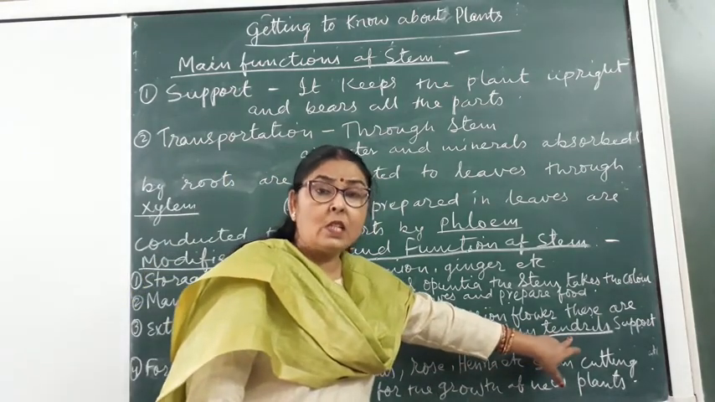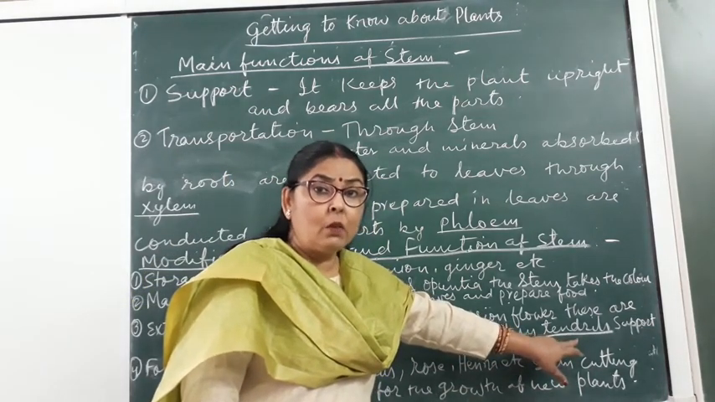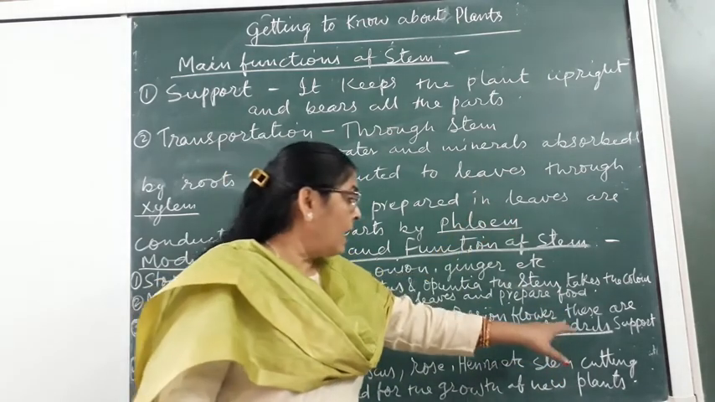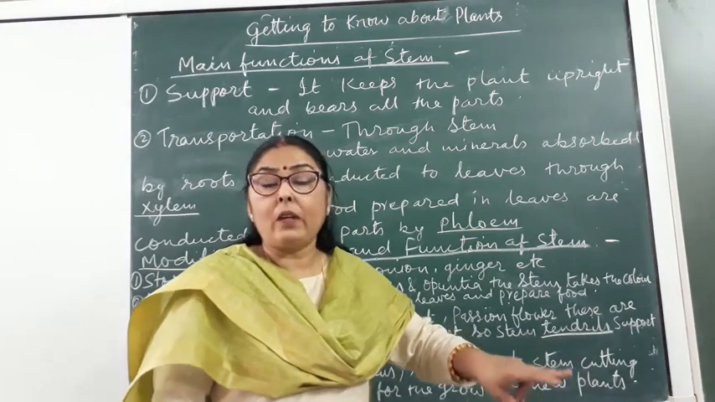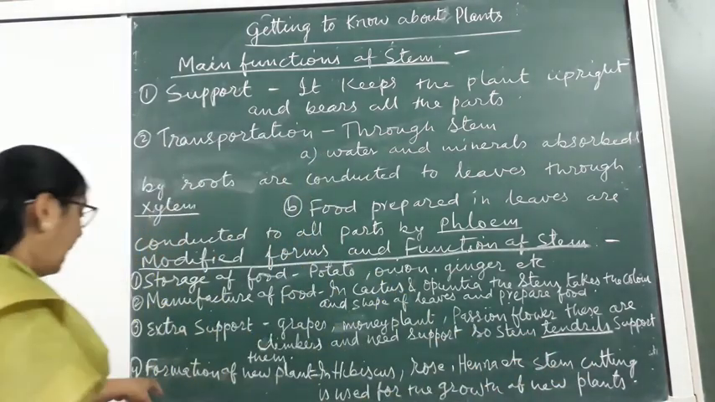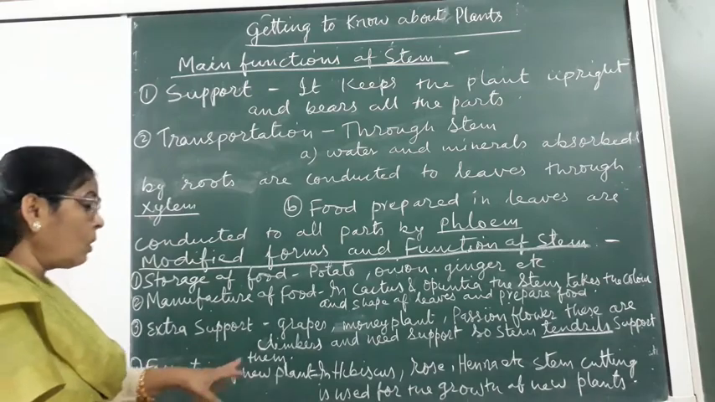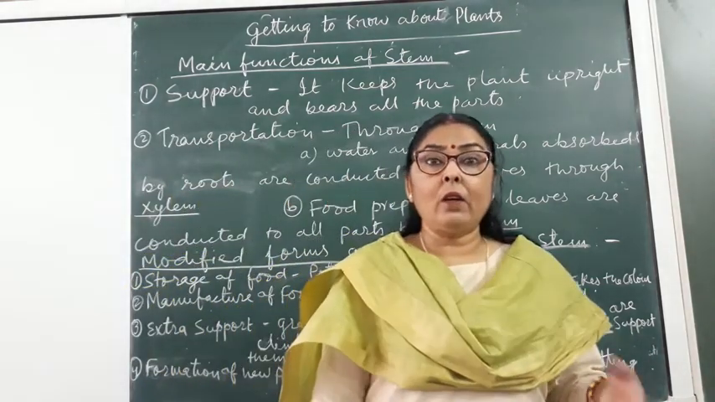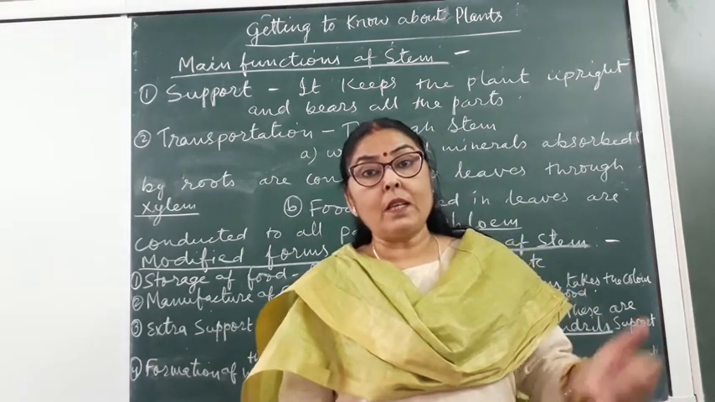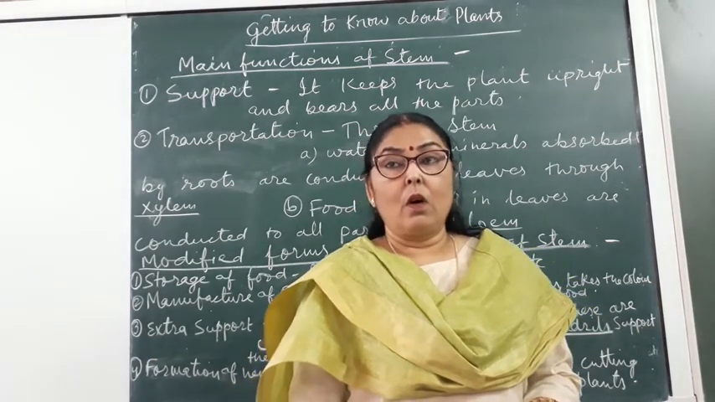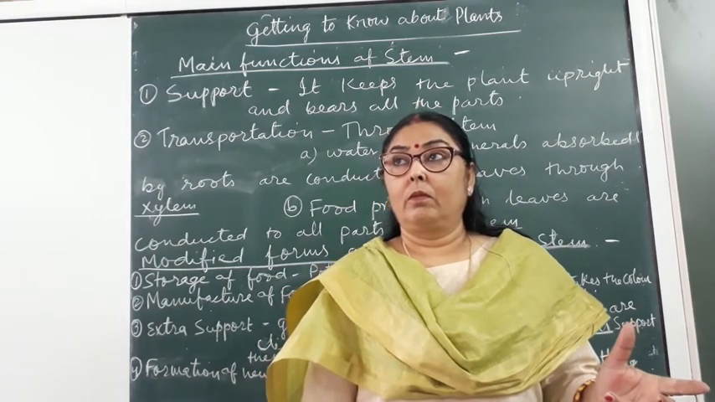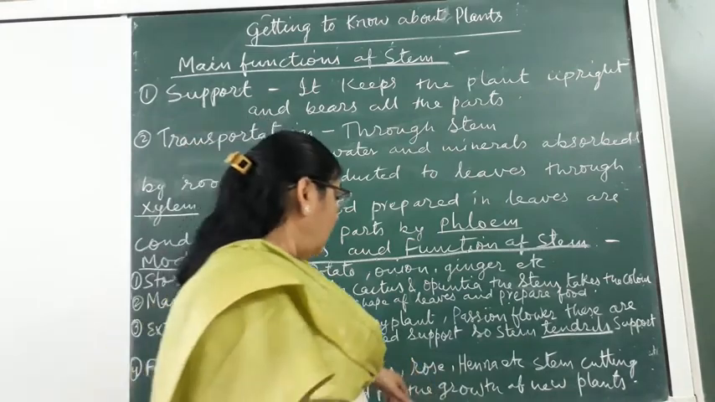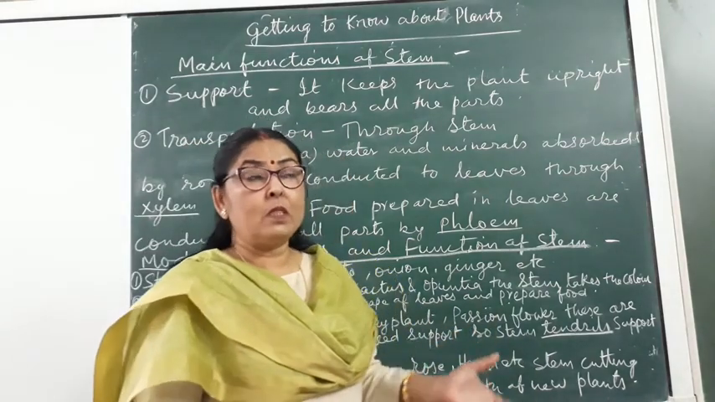The tendrils are the part which give support to the plant for climbing, and these tendrils are part of stem. And the last one is formation of new plant. As we all see, we can grow new plants from the stem of rose and hibiscus. Yes, hibiscus and henna, means mehendi.